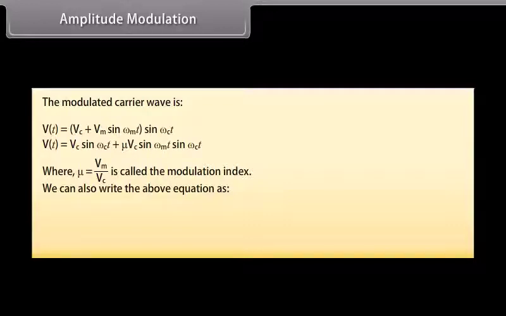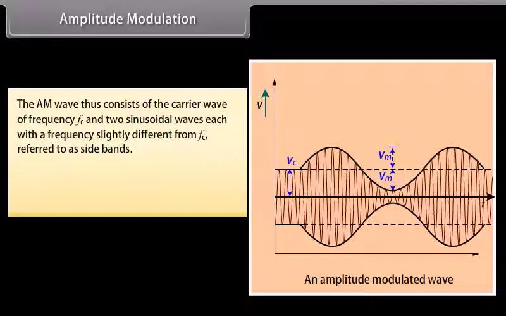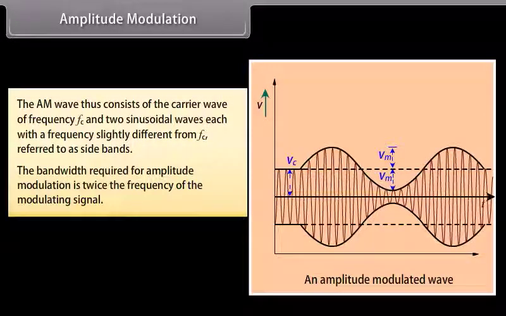We can also write the above equation as follows. Here fc minus fm is called the lower sideband frequency and fc plus fm is called the upper sideband frequency. The AM wave thus consists of the carrier wave of frequency fc and two sinusoidal waves, each with a frequency slightly different from fc, referred to as sidebands. The bandwidth required for amplitude modulation is twice the frequency of the modulating signal.